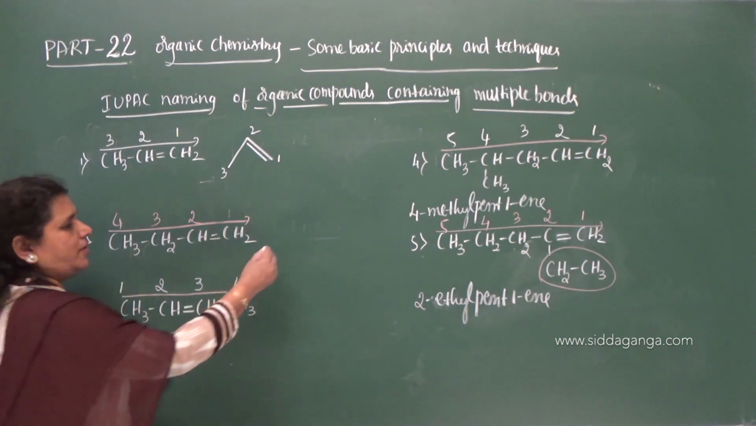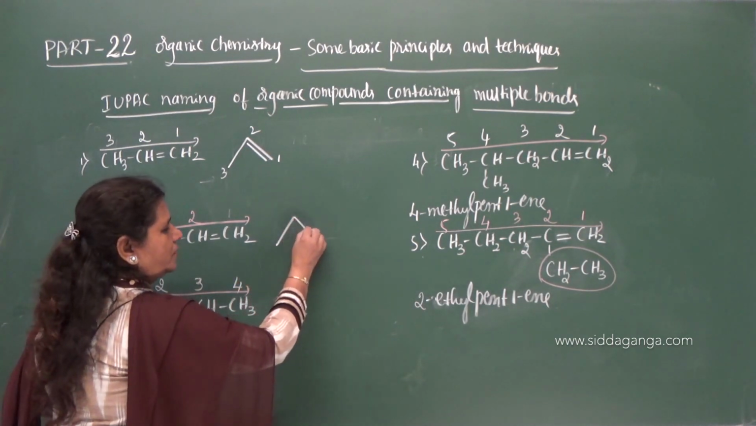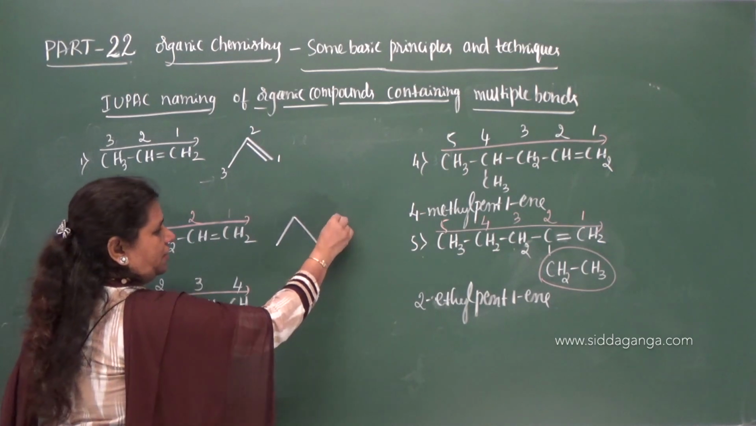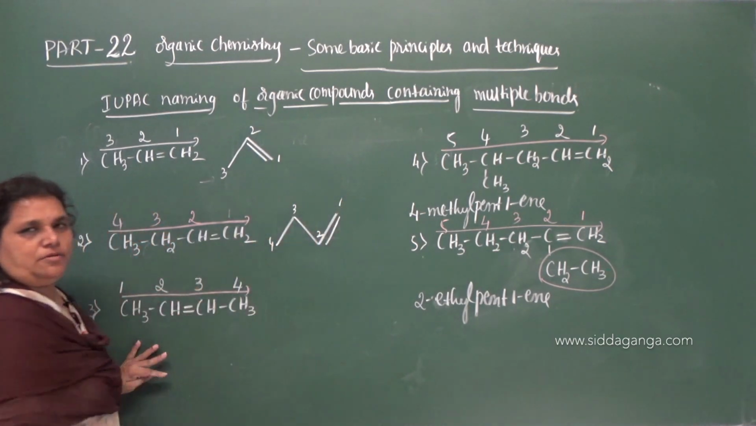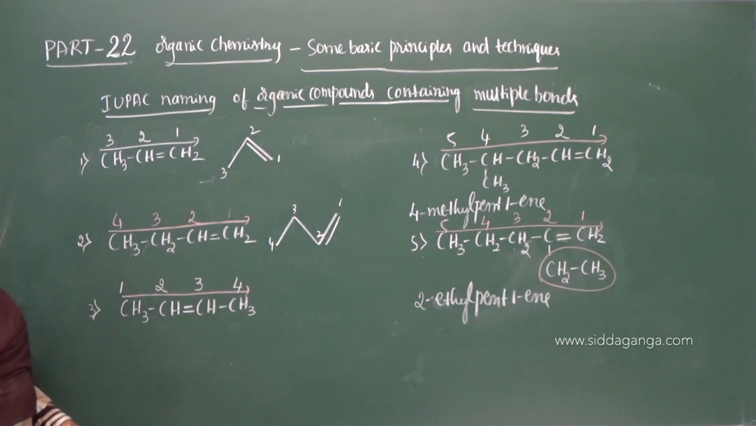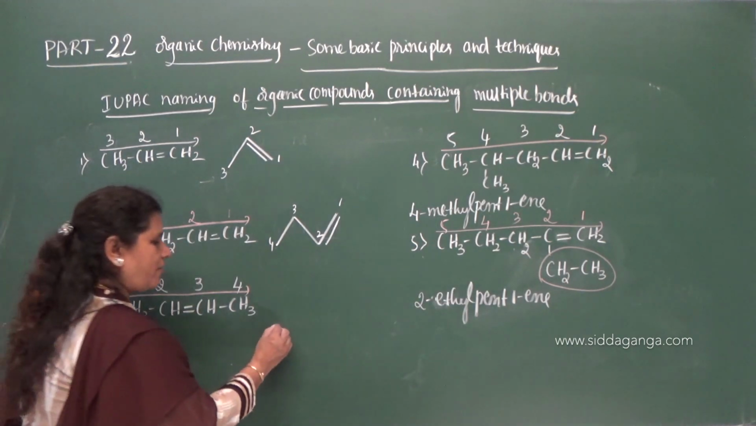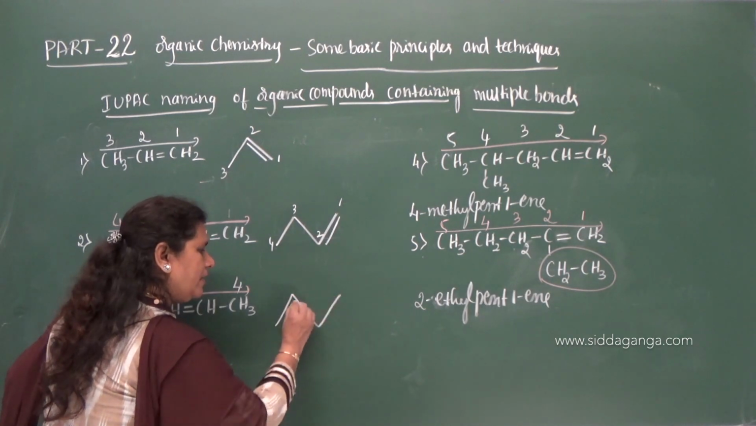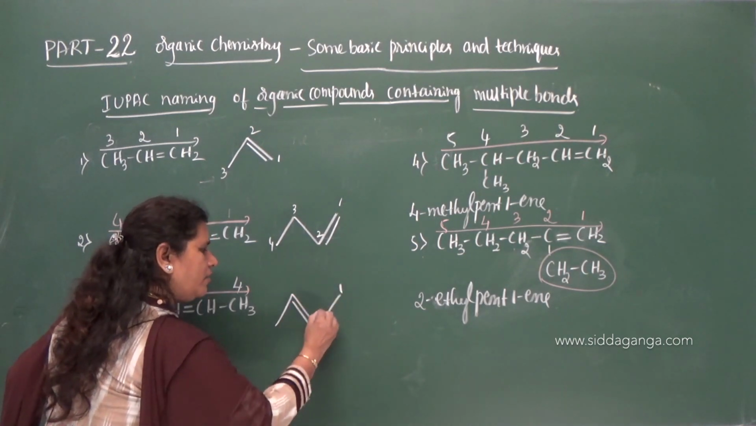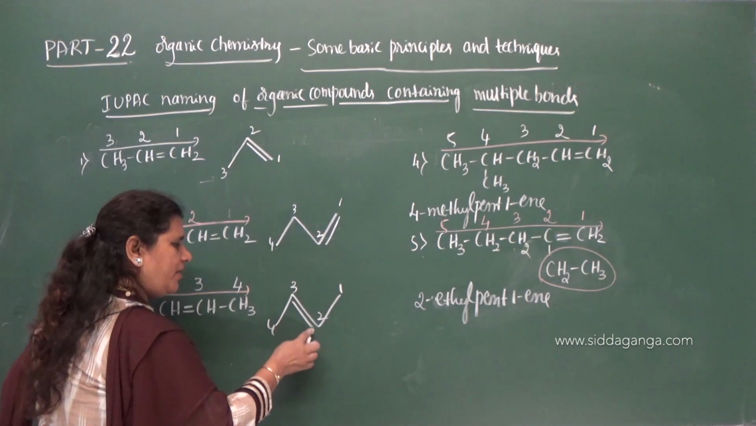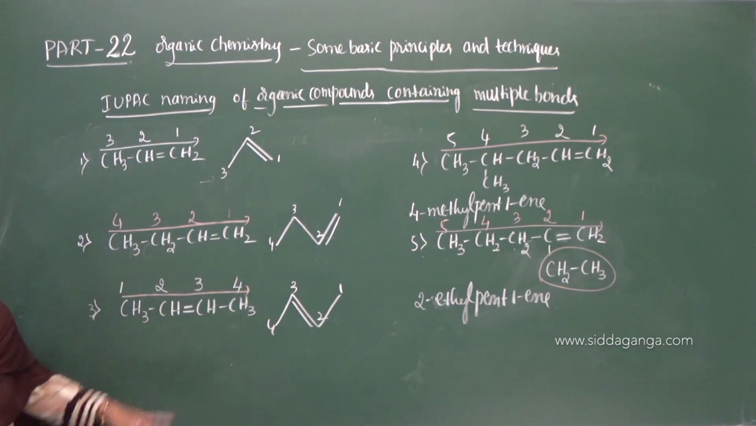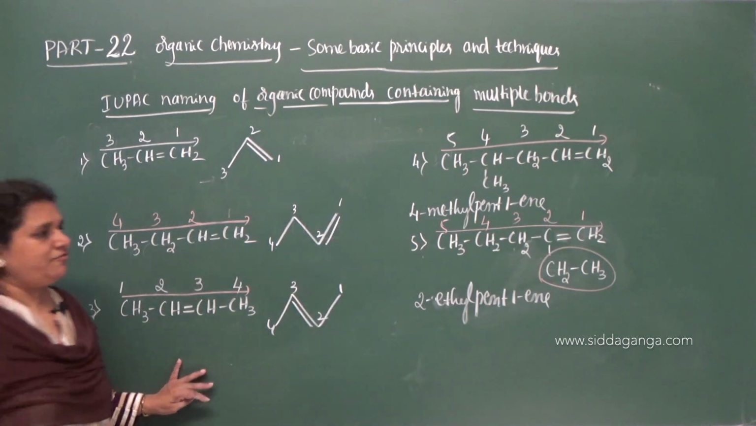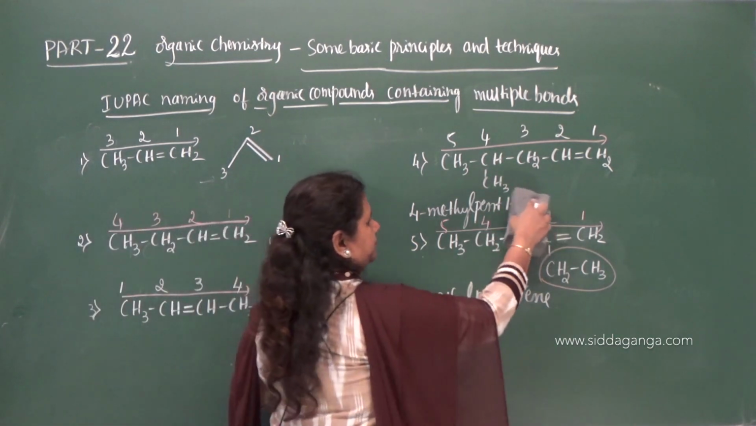Write the bond line formula for this: 1, 2, 3, 4. Between these two we have a double bond. See here, double bond between first and second carbon, and try to give the bond line formula for this. Here we have 1, 2, 3, 4. Between second and third carbon we have the double bond, and give the bond line formula for this.